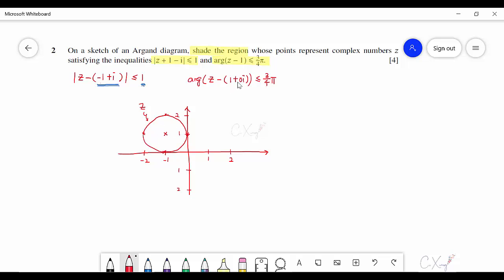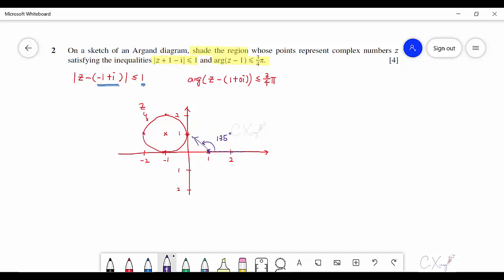And for the second inequality, first of all, you are looking at the point here, which is 1 plus 0i. So 1 plus 0i means that it is at this point. Okay, and then to sketch the argument, on the right hand side of this point, you need to measure 3 pi over 4 radian. So 3 pi over 4 radian, or you can assume that it is 135 degrees, from the positive x-axis on the right hand side of the 1 and 0. Okay, and therefore you know that my line should go to this side.